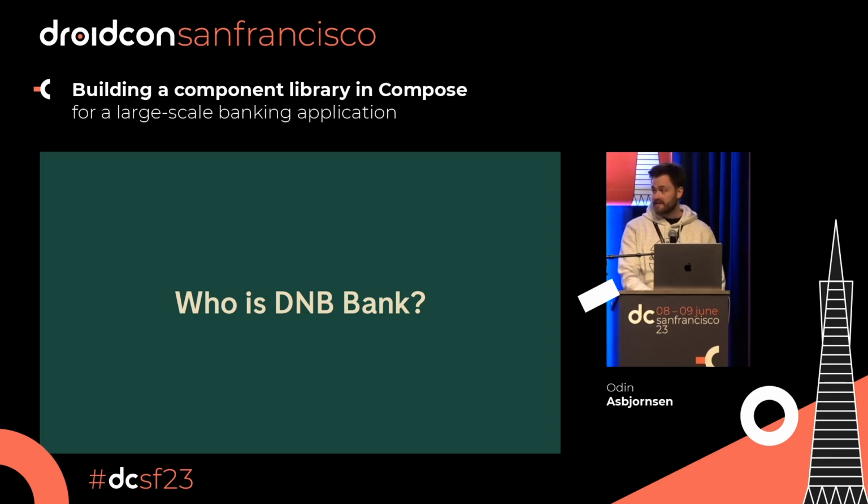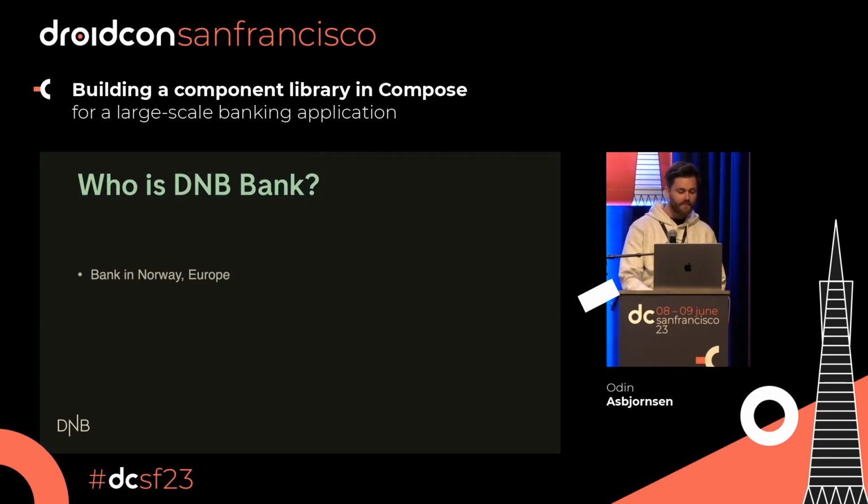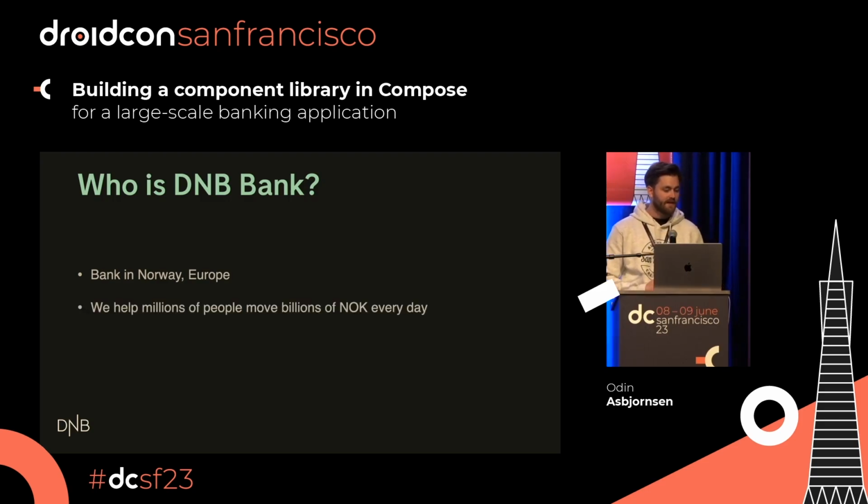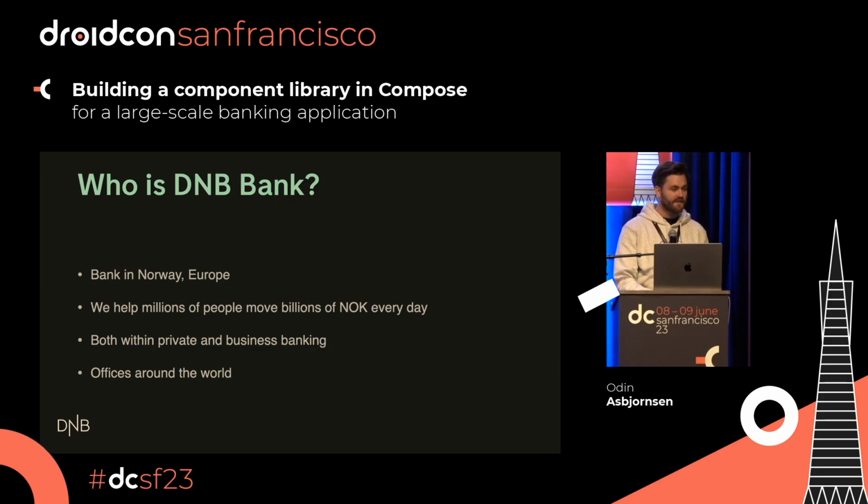So firstly, who is DNB Bank? DNB Bank is a bank in Norway, and is located in Norway, Europe. And we help millions of people transfer billions of Norwegian kroners every day. We work both within the private and business market of banks, and we have offices all around the world.